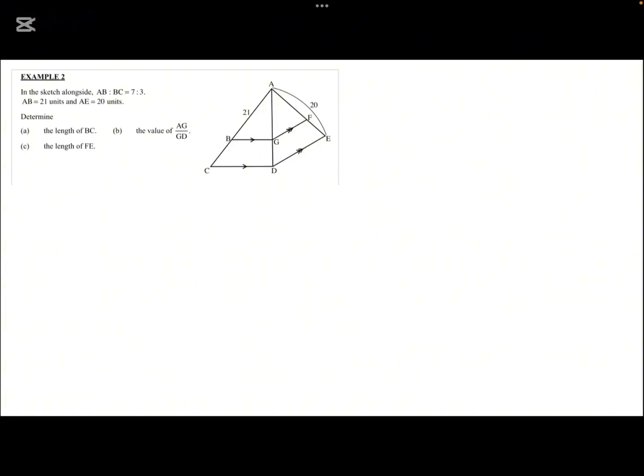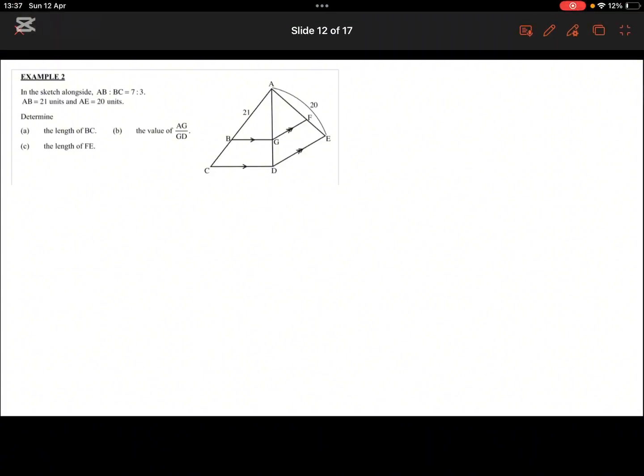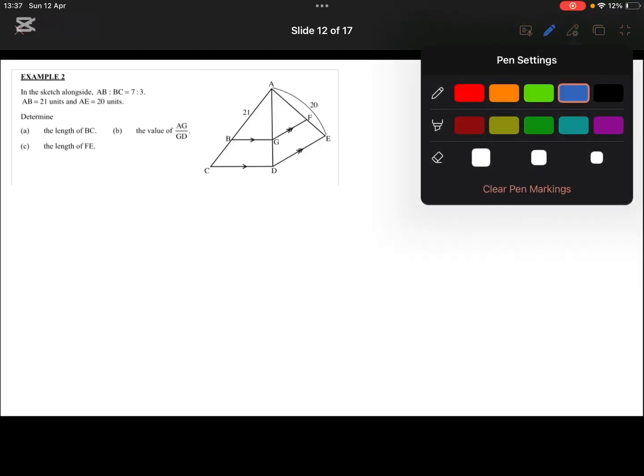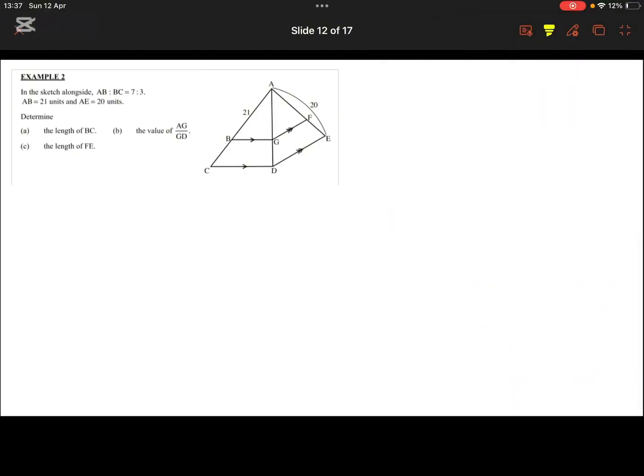Okay. Let's now look at example 2. In the sketch alongside, we're given that AB is parallel to BC.